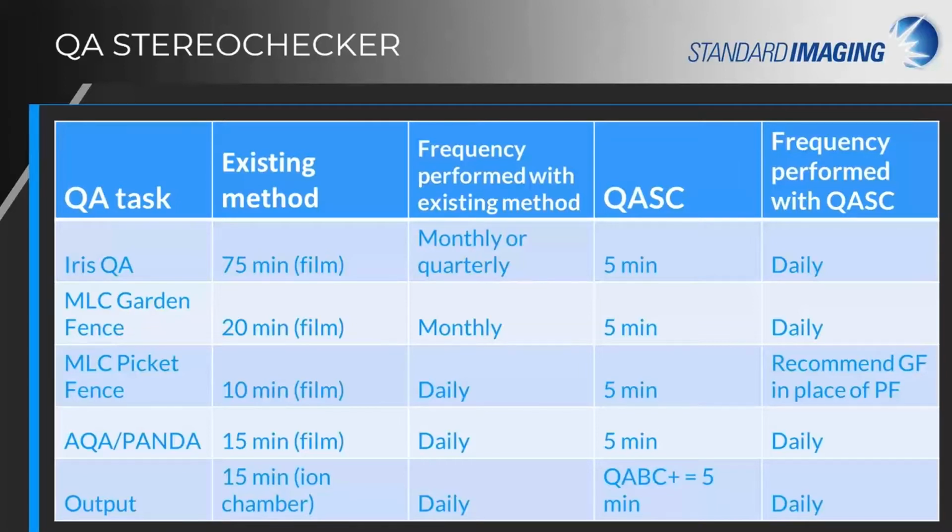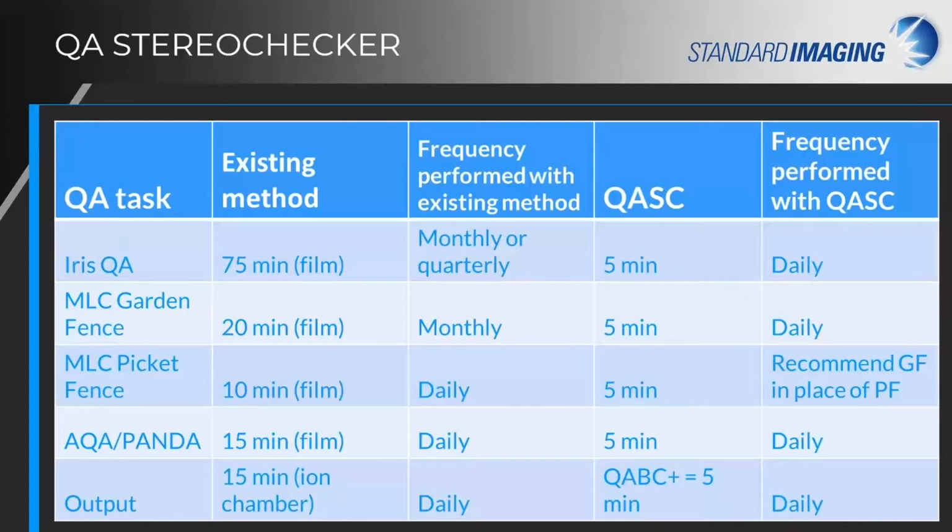Take the MLC picket fence test as an example. It is an accurate recommended daily test. However, it's only a subjective test without any recommended criteria to measure against. Whereas the garden fence test, recommended as a monthly QA test by Accuray, does in fact have test criteria and error thresholds recommended by Accuray.